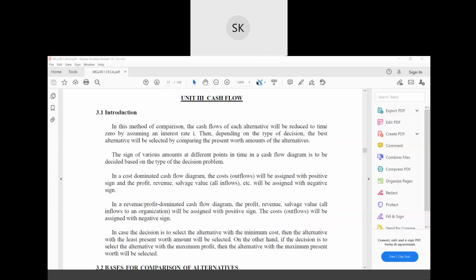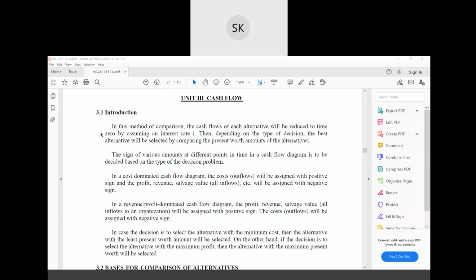So the next topic is cash flow. In this cash flow, we'll see some methods also. In this method of comparison, the cash flow of each alternative will be reduced to time 0 by assuming an interest rate I. Okay, just read the line. You compare with the cash flow. So in this analysis you assume an interest rate I.